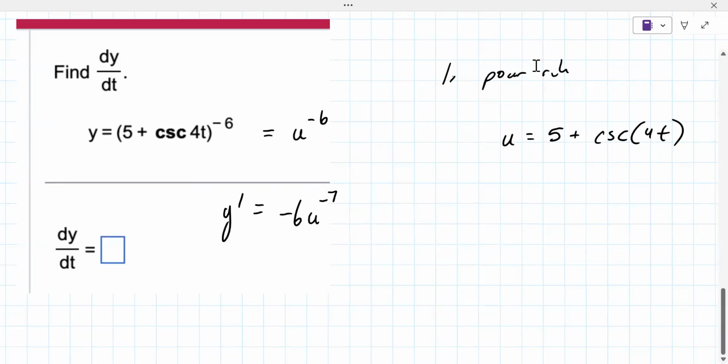But really, you've been lied to the whole time because there's always this u prime. There's always this u prime. Well, what is u prime? It's the derivative of the inside function. The inside function is this 5 plus cosecant 4t.